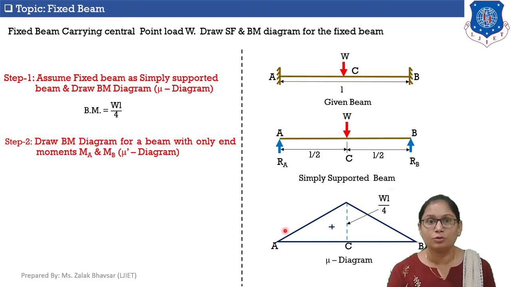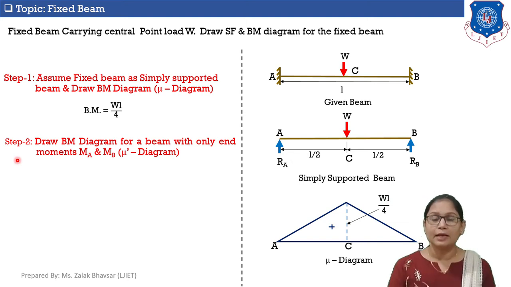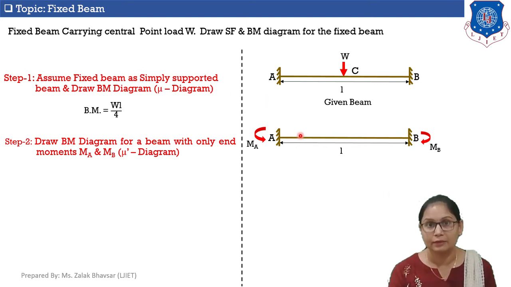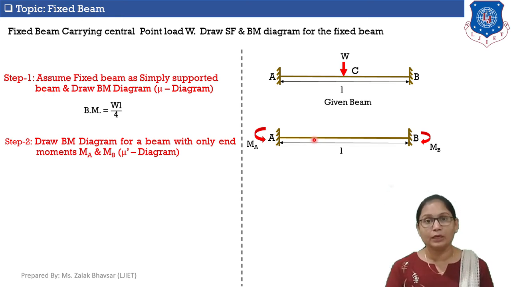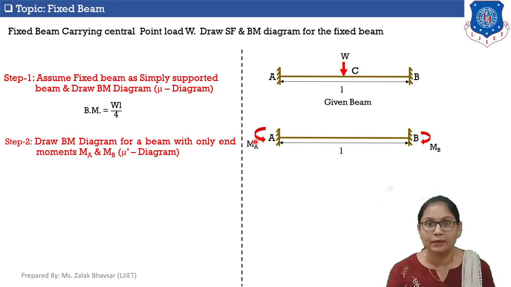In step number 2 we will draw the diagram for a beam with only end moments MA and MB. This diagram is known as the Mu dash diagram. So here you can see that this is a beam which we consider has no load in between and the beam has only end moments MA and MB.